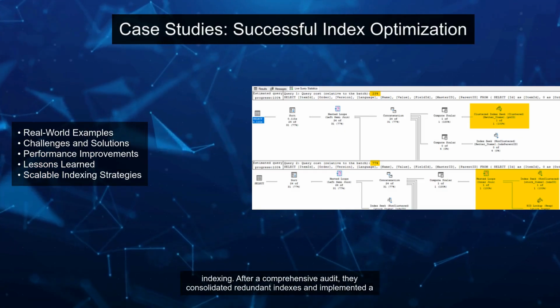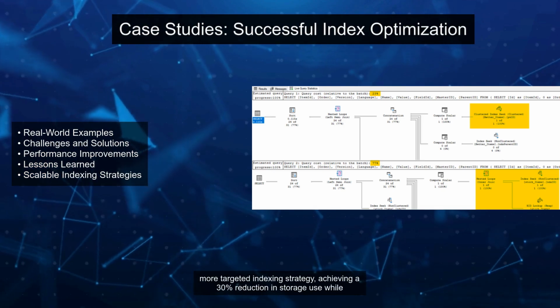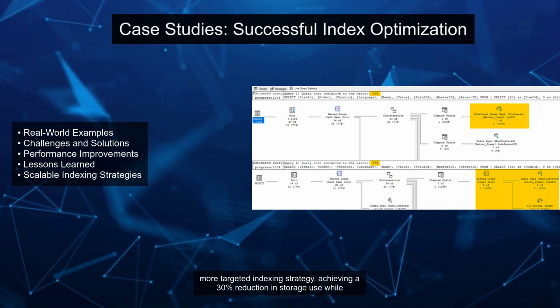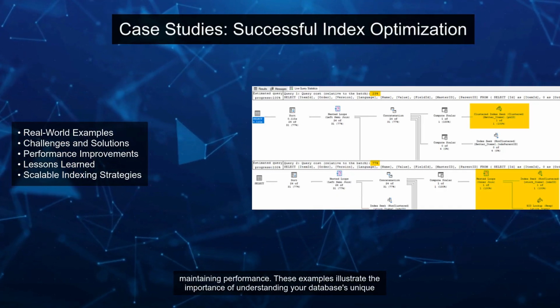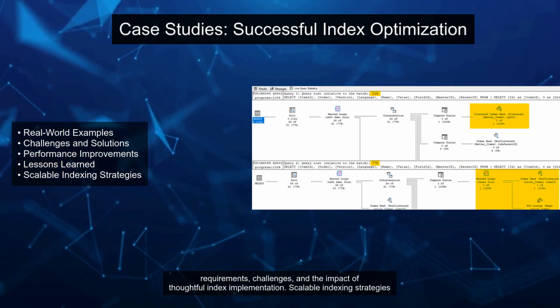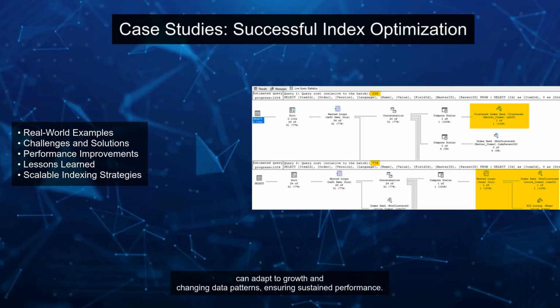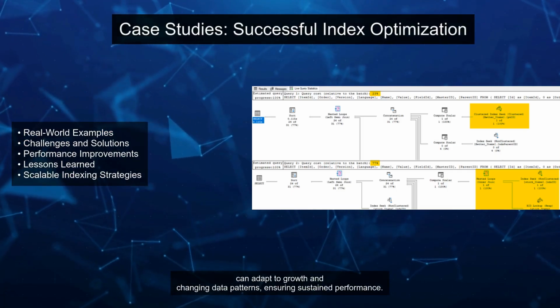Another case involved a financial institution that struggled with high storage costs due to excessive indexing. After a comprehensive audit, they consolidated redundant indexes and implemented a more targeted indexing strategy, achieving a 30% reduction in storage use while maintaining performance. These examples illustrate the importance of understanding your database's unique requirements, challenges, and the impact of thoughtful index implementation. Scalable indexing strategies can adapt to growth and changing data patterns, ensuring sustained performance.